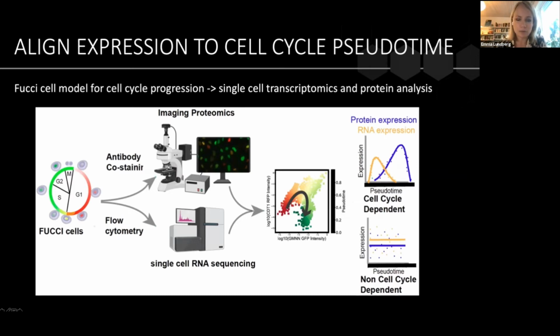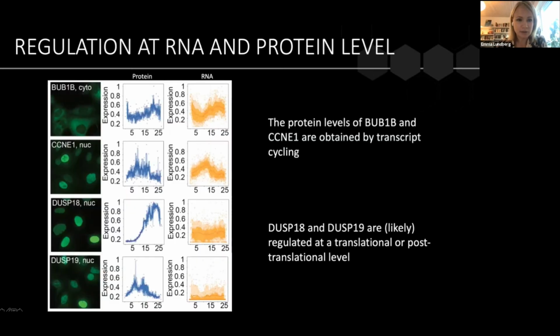So afterwards, we could map both the RNA and the protein onto the cell cycle pseudotime. The idea with these experiments is that if the protein is expressed in correlation to the cell cycle, we would see some type of cyclic pattern emerging with, for example, low expression in the beginning of the cell cycle and high expression later. Whereas if this variability is independent of the cell cycle, we would just see a flat line. And that's exactly what the data look like.